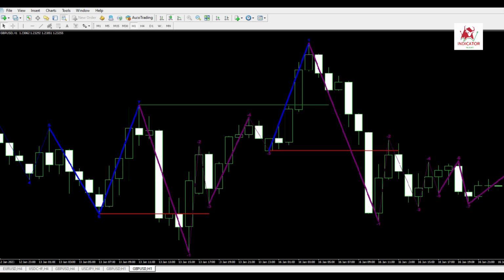The green and red horizontal lines signal to us that a new Elliott wave sequence has begun. So the green horizontal line marks the beginning of a bullish Elliott wave sequence and the red horizontal line marks the inception of a new bearish Elliott wave.